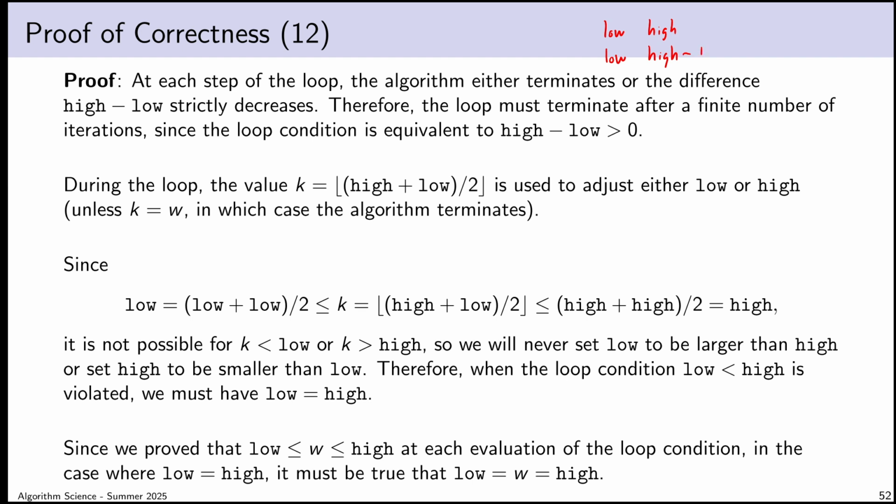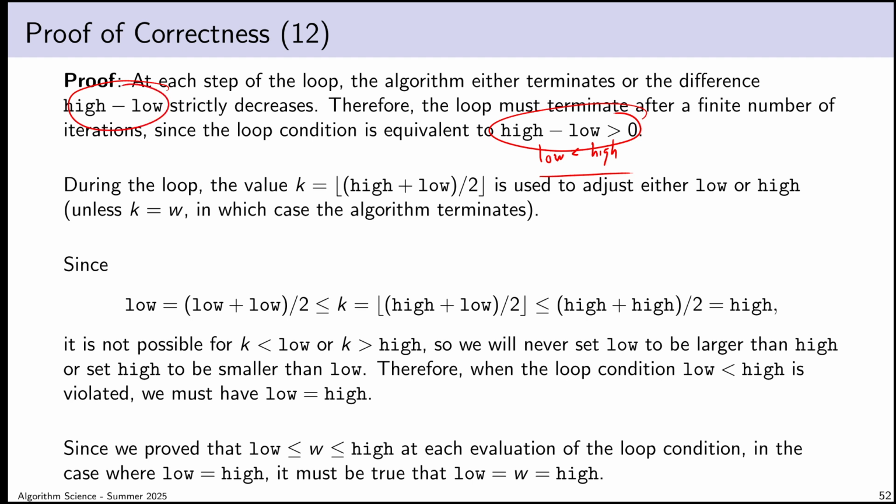I can prove that at each step, either high goes down by 1 or low goes up by 1, or the algorithm ends for some other reason. And if that's the case, that means they have to keep getting closer together. And because the loop condition, low is less than high, is equivalent to this statement here, then if this difference keeps going down, eventually the difference is going to hit 0 and the loop will end.